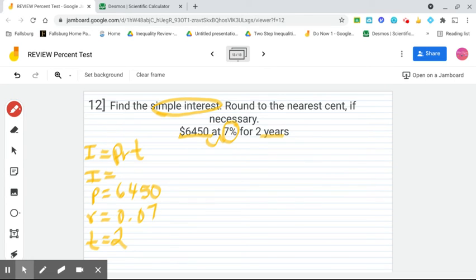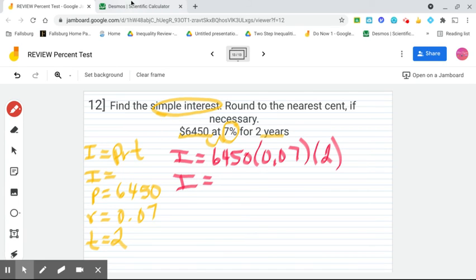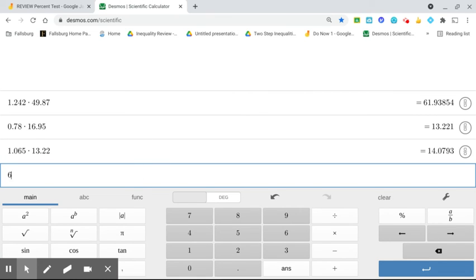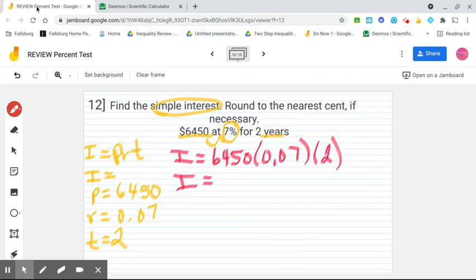Now from here, I'm going to go ahead and plug it into my formula. I is going to stay I. P, 6,450 times R, 0.07, times 2. So 6450 times 0.07 times 2 gets me 903. So the interest is 903, which is really $903 because interest is measured in money.